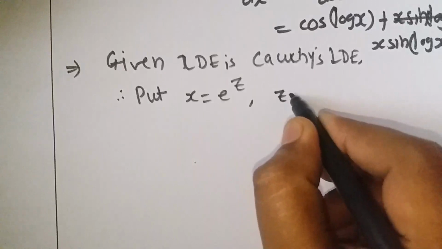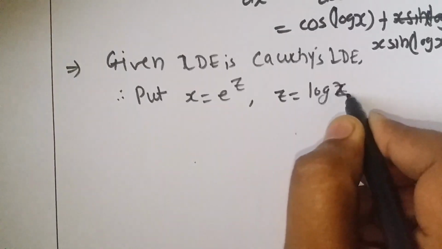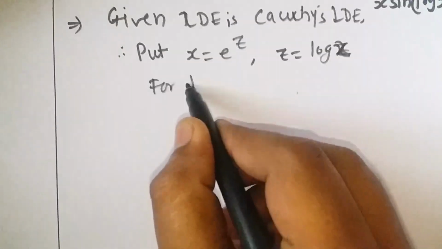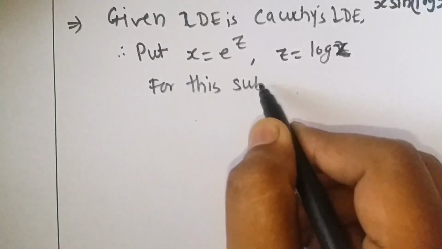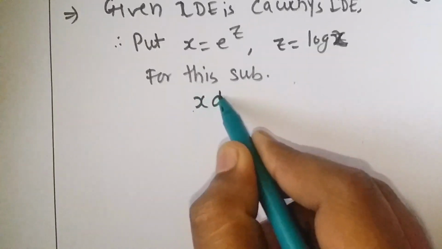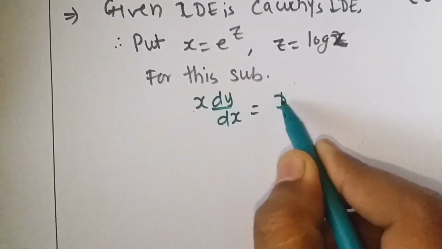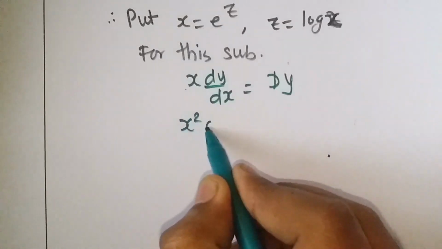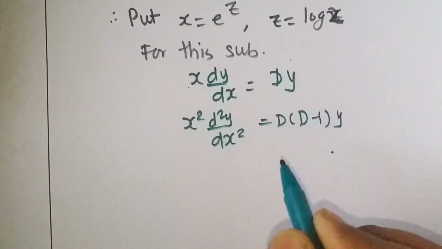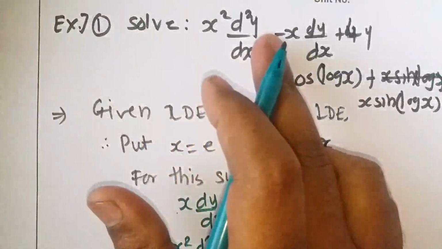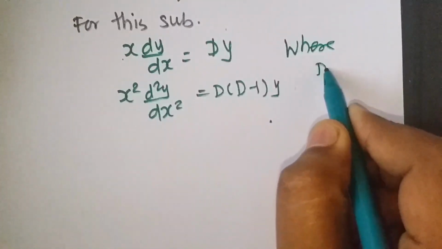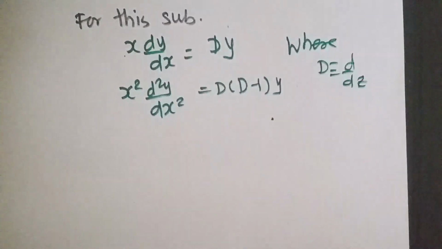So this will imply z equal to log x. We will need this value when we do back substitution, z equal to log x. For this substitution, the value of x dy by dx we are going to replace by capital Dy. The value of x square d2y by dx square we are going to replace by D into D minus 1 y. There is no cubic term, so only these two values we are going to replace, where capital D is d by dz.